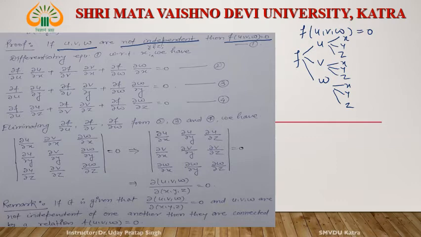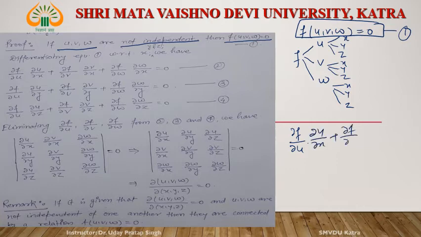Then ∂f/∂u, right? Differentiating this equation with respect to x. Then ∂f/∂u and ∂u/∂x, one path from f to x, and ∂f/∂v and ∂v/∂x, ∂f/∂w and ∂w/∂x is equal to 0. There are three paths from f to x. One is f to u, u to x; f to v, v to x; f to w, w to x.